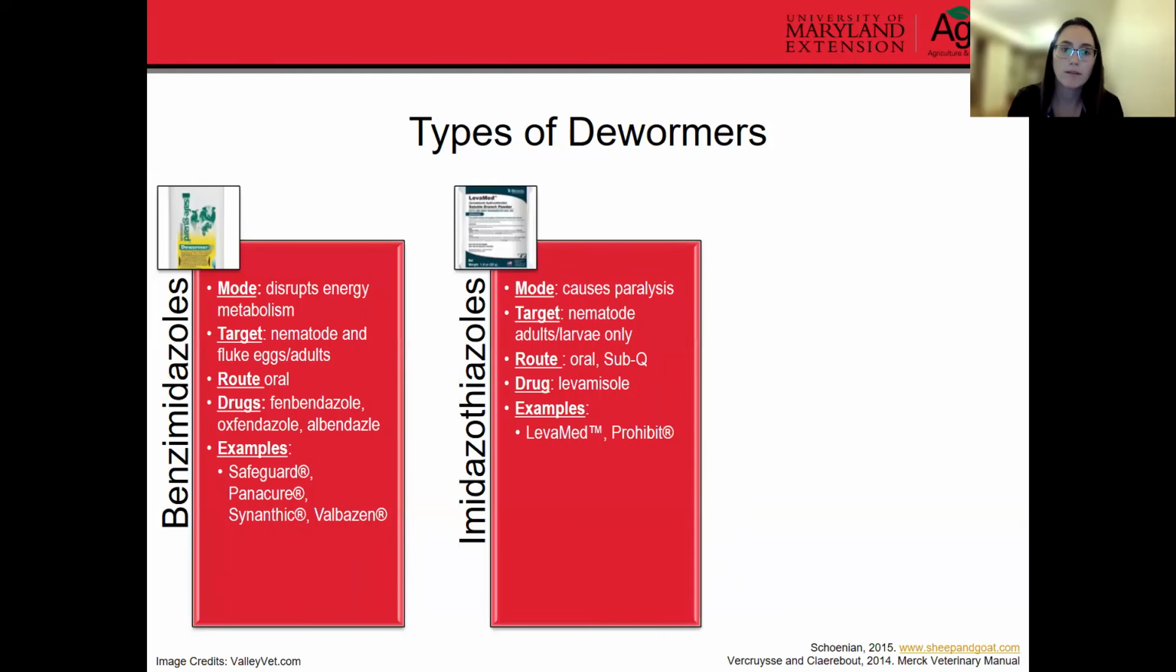The second class of dewormers is called imidazothiazoles. And these function to cause paralysis in the worms, and they target nematodes, but they only affect the larvae and the adults. They don't have any effect on the eggs. They are administered either orally or as a subcutaneous injection, and the chemical name is levamisole. So some of the trade names you may have heard are Levamed or Prohibit.